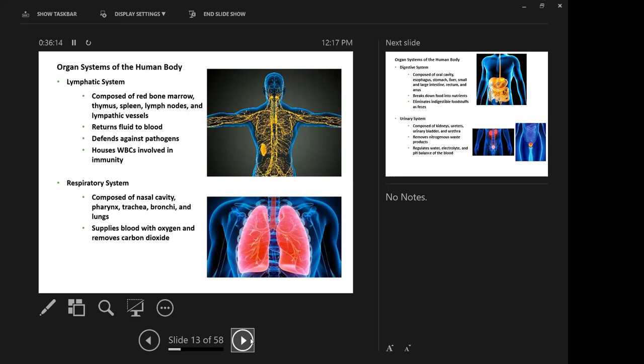Respiratory system, the airway, the lungs, the bronchi, the mouth, the nasal cavity. We suck air in, we blow air out, we gain oxygen, and we get rid of carbon dioxide.